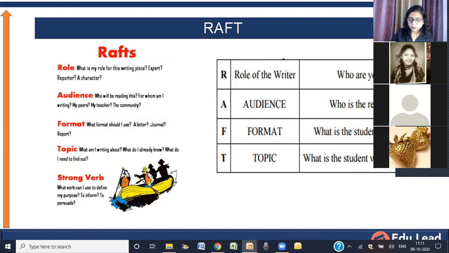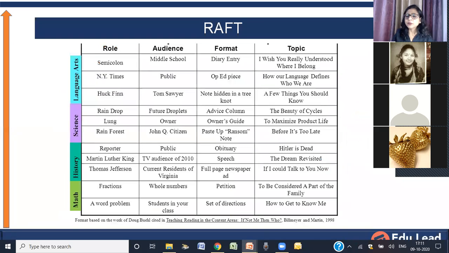Okay, I'll give you an example of it. In fact, many examples. I'll share them in the WhatsApp group also. There are examples from maths, history, science, language. So the semicolon is addressing a group of middle school students, and the format is a diary entry, and the topic is, "I wish you really understood where I belong." This is the semicolon speaking to the middle school students in a diary entry. So this is the format of writing.